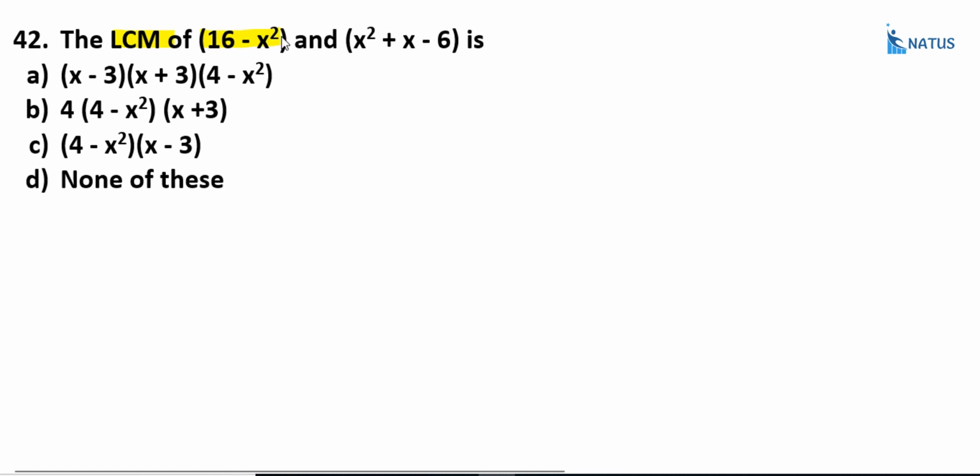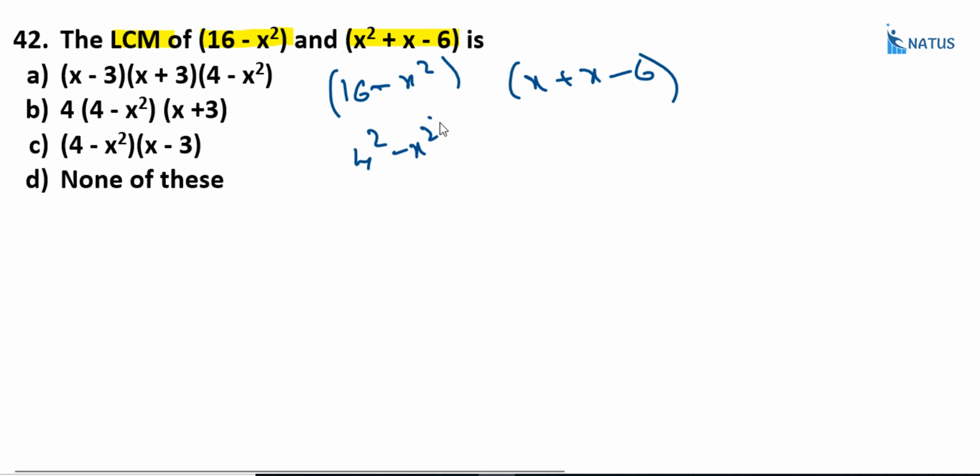Find the LCM of 16 minus x square and x square plus x minus 6. Here quadratic equations are there. Now what we require here: 16 minus x square, and the second one is x square plus x minus 6. For the LCM, first you will convert them into a product of factors. This is equal to 4 square minus x square. So this is equal to 4 minus x into 4 plus x.